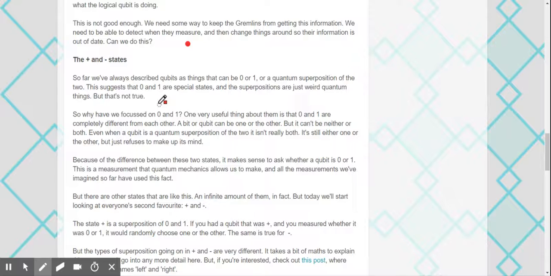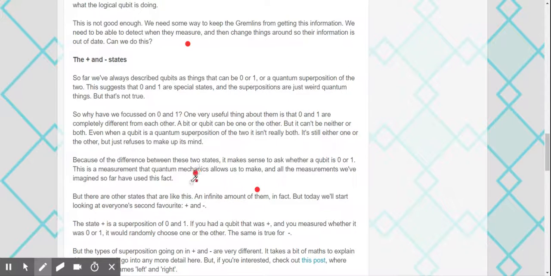This suggests that zeros and ones are special states and the superpositions are just weird quantum things, but that's not true. So why have we focused on zeros and ones? One very useful thing is that zeros and ones are completely different from each other. A bit or qubit can be one or the other, but it can't be neither or both. Even when a qubit is a quantum superposition of the two, it isn't really both. It's still either one or the other, but just refuses to make up its mind.